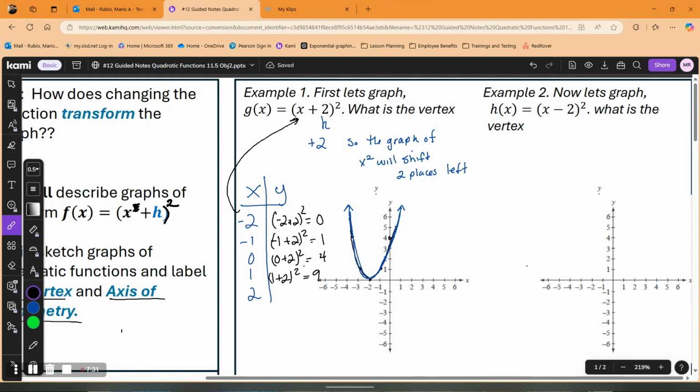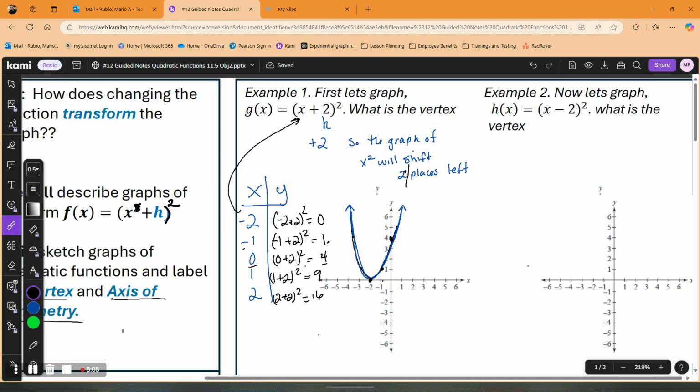2 plus 2 is 4 squared, which is 16. So -2, 0 is our first point. -1, 1 is our second point. 0, 4. Okay, so look, all those points wind up matching up. And then 1 with 9 would be way up here, but it'll kind of go like that. So you can see we can do the table and we get the same graph, or we can just shift everything over to the left 2 places. Let's take a look at example number 2.